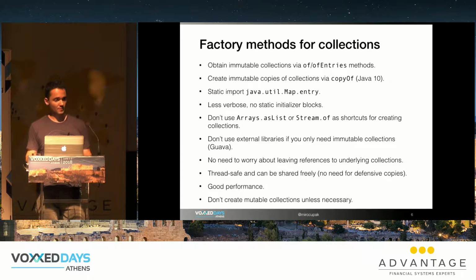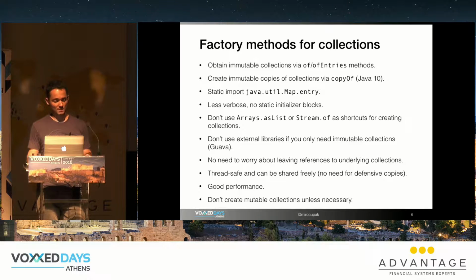So to recap, you can now obtain immutable collections through of and ofEntries methods. You can create copies using copyOf. It's also kind of a good practice to static import java.util.Map.entry. That's the convenience method for creating entries. It's really descriptive. You're not giving up any readability. It's completely clean to just static import it.